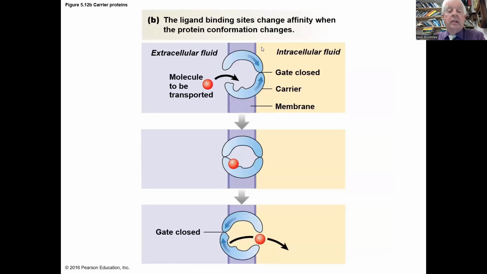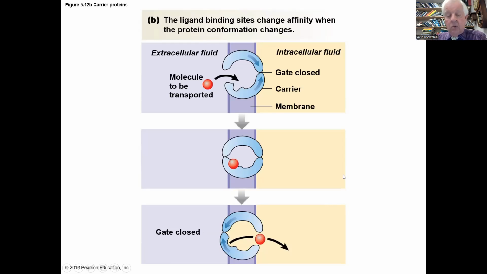This shows that when a transport molecule attaches to its substrate, the substrate in some way or another is going to cause that protein to change conformation. So here we see how the protein is shaped this way, opening to the outside. When the substrate attaches to it, it changes its shape, and then it opens to the inside. So this carrier protein transports this substrate molecule from the outside of the cell to the inside of the cell by changing conformation after it attaches to the substrate.